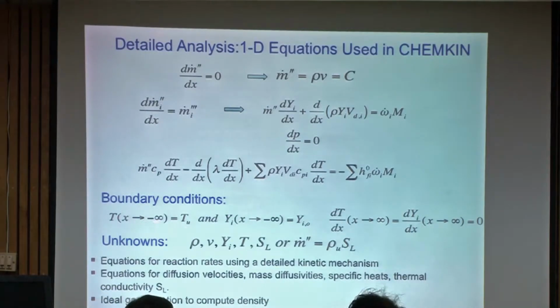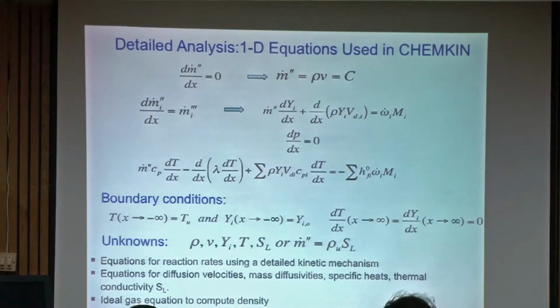At minus infinity, T is Tu. What is Yi? You specify what your mixture is. What is the equivalence ratio? Then you know the mass fraction of fuel, mass fraction of O2, mass fraction of nitrogen. So now you don't have to assume just 3 species. You can do a detailed calculation. So these are the conditions at minus infinity. And then at plus infinity, you have dT/dx equal to 0 and dY/dx equal to 0.